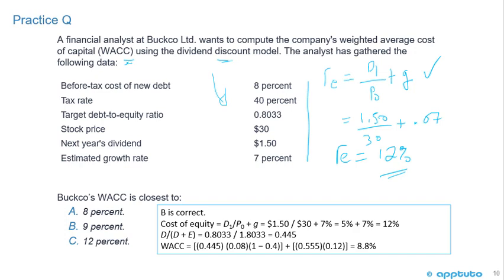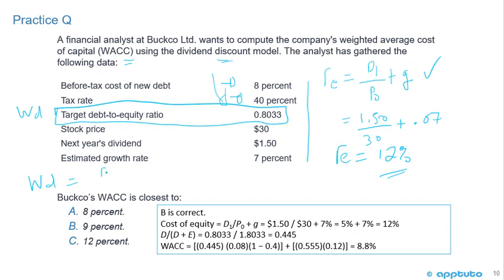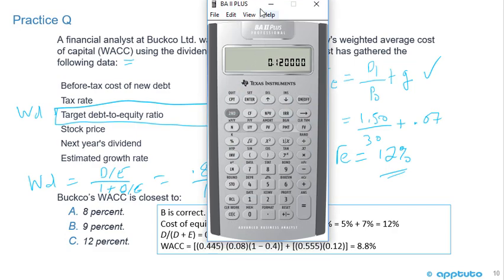Now, again, the question is asking for the weighted average cost of capital. They're giving us the before-tax cost of debt, and they're giving us the tax rate. But what is our weight of the debt? They're giving us the target debt to equity ratio of 0.8033. So remember, from a couple of LOSs before, that was really important. To calculate the weight of debt, we're going to do the debt to equity ratio over 1 plus the debt to equity ratio. That was the key thing you had to remember to get the weight of the debt. So in this case, we have our numerator, 0.8033, and 1 plus the debt to equity is going to be 1.8033.